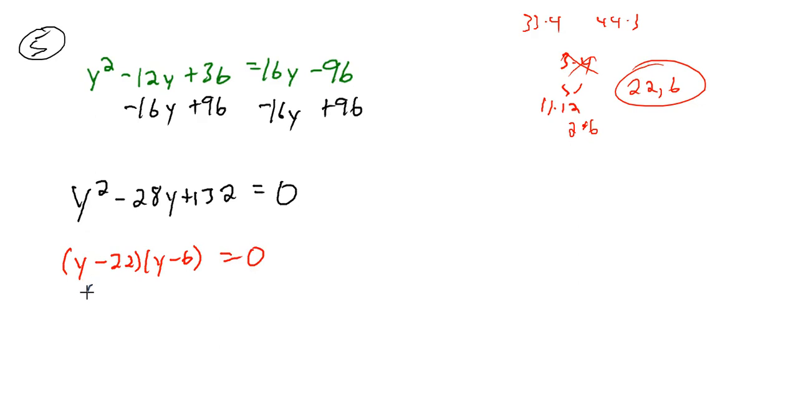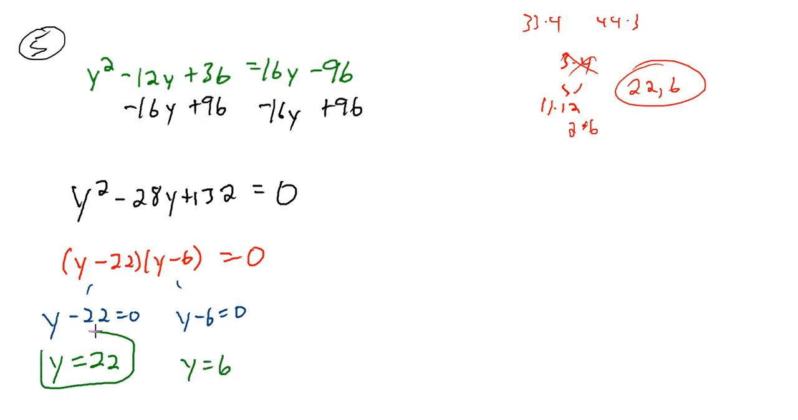We're going to set each factor equal to 0, and then solve for y. And we finally get some potential solutions. So after all of that work, you would think that we could be more certain about our results, but we actually can't be. So we get 22 and we get 6. But we don't know if those are actually solutions to the original equation.